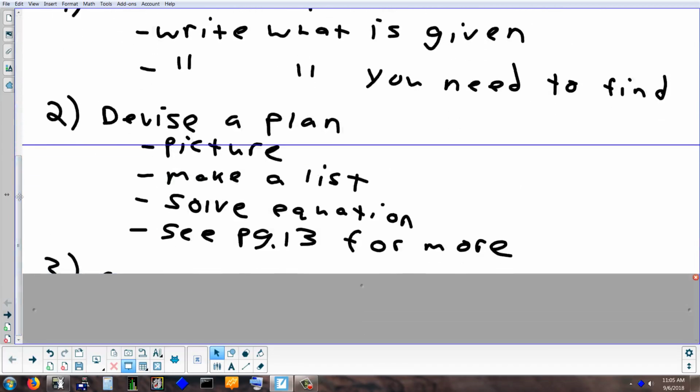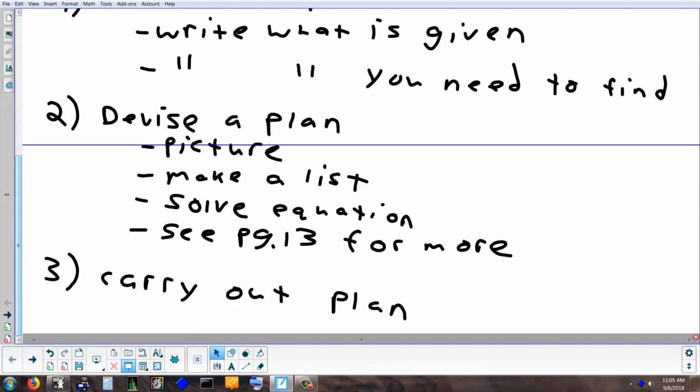Okay, page 13 has a bunch of different suggestions for solving a word problem. So once you've decided what's given and what you need to find, then you actually can carry out your plan. This is the part where you've made your equation, now use algebra and solve it. Or, now draw your picture. Actually do that stuff.